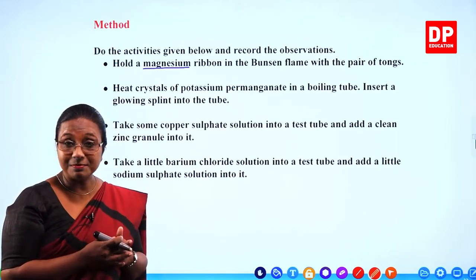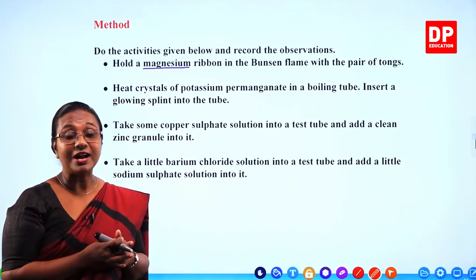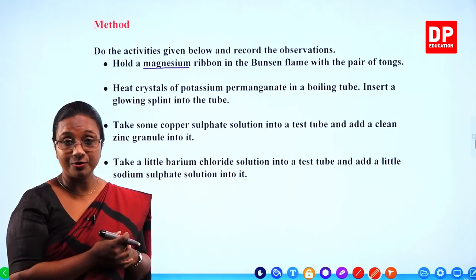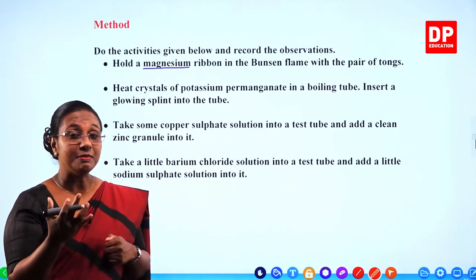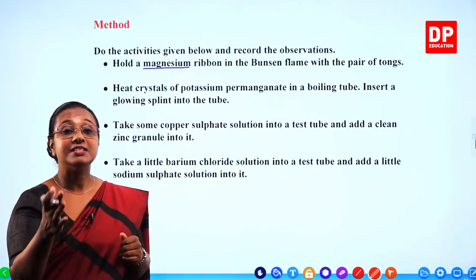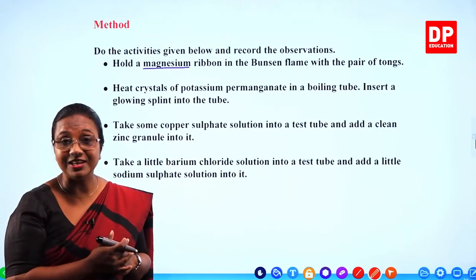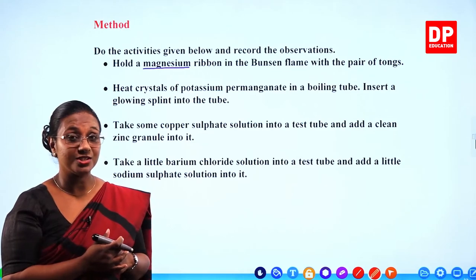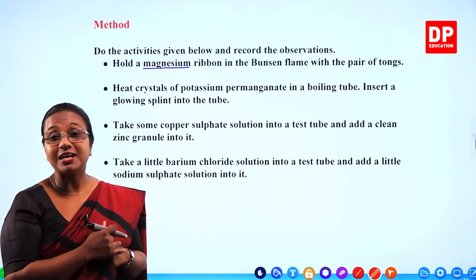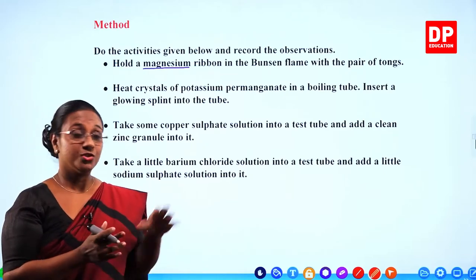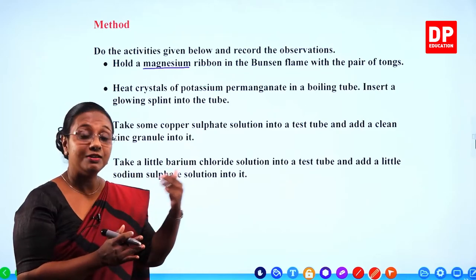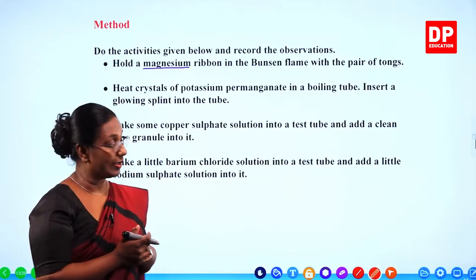When magnesium burns in oxygen, what happens? It burns with a bright white flame, and a white colored powder is produced that remains, and you all know what that is. Initially we have magnesium and oxygen, and finally we get magnesium oxide. So the reactants are magnesium and oxygen, and the product is magnesium oxide. That is a reaction that we have already done, but we will be doing it again as well.